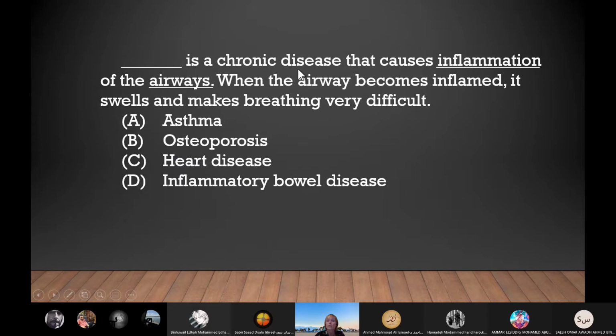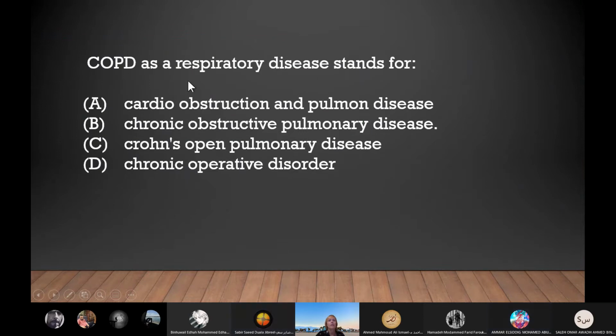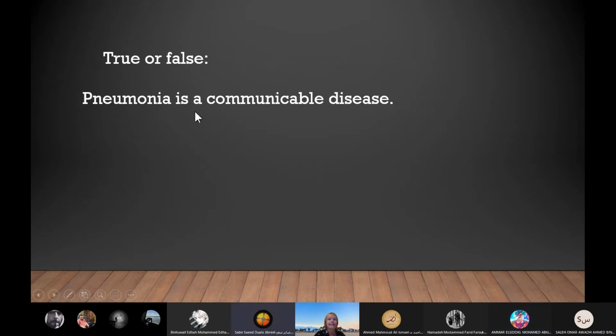So, questions about that. A chronic disease that causes inflammation of the airways. As the airway becomes inflamed and swells, that makes asthma. Asthma, yeah. Okay, and what did we say COPD stands for? Chronic obstructive pulmonary disease. Yes, you'll never forget that now, will you?